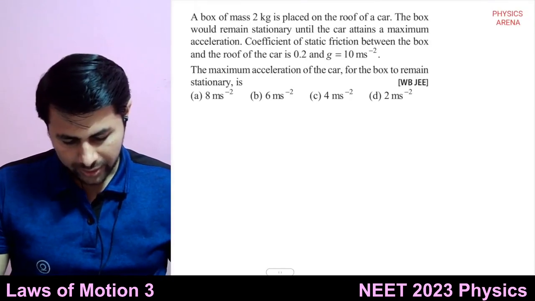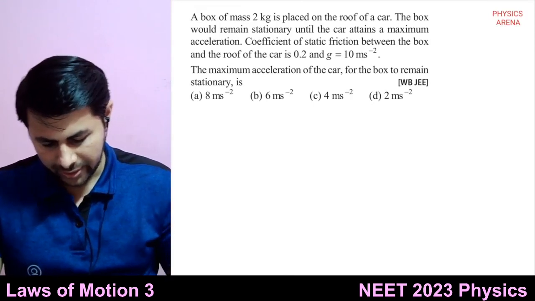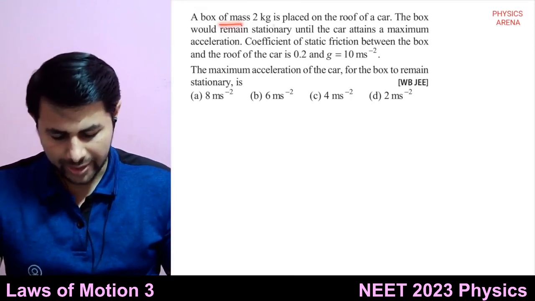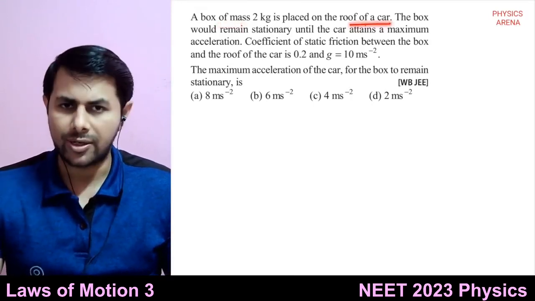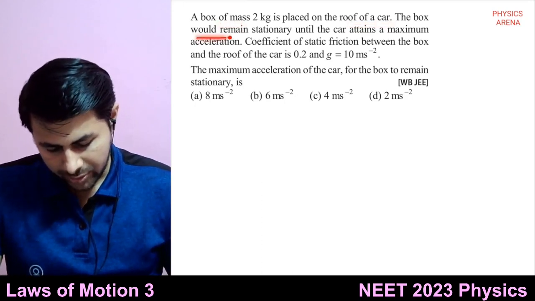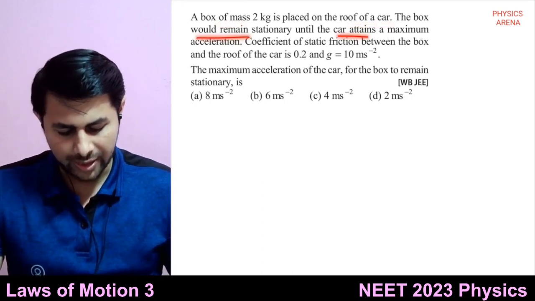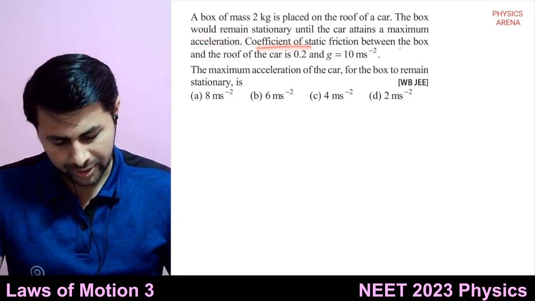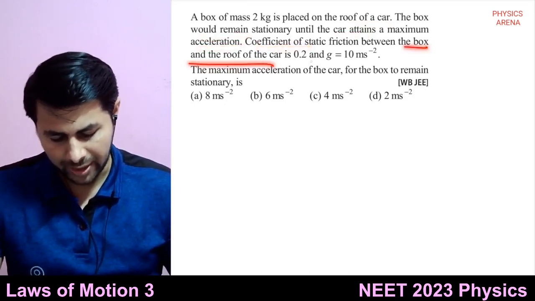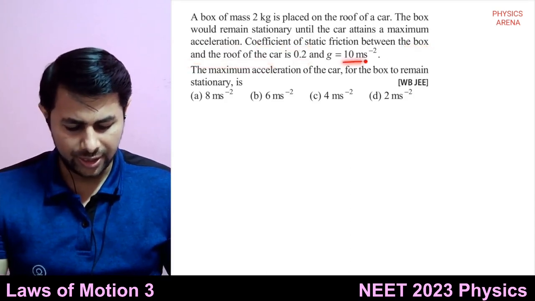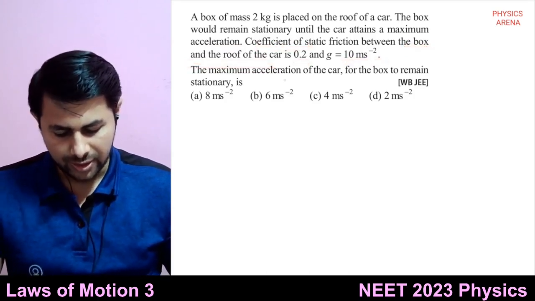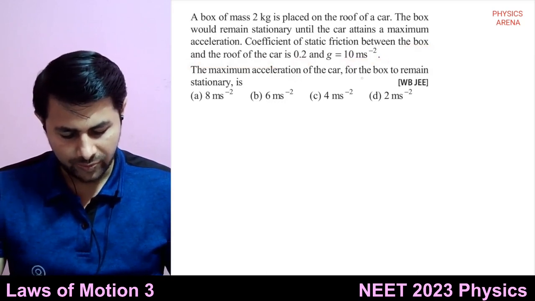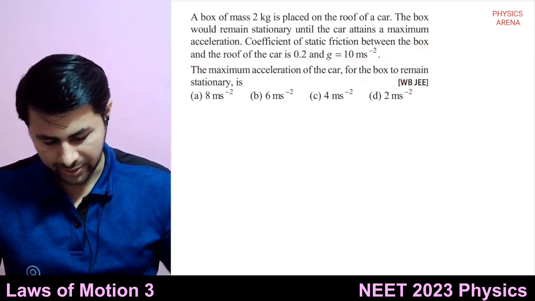All right. So let's see this question. A box of mass 2 kg is placed on the roof of a car. The box would remain stationary until the car attains maximum acceleration. Coefficient of static friction between the box and the roof of the car is 0.2 and g equals 10 meters per second square. The maximum acceleration of the car for the box to remain stationary is.